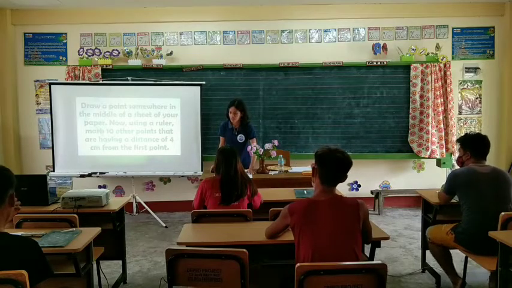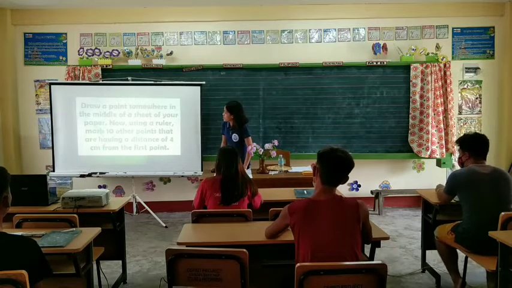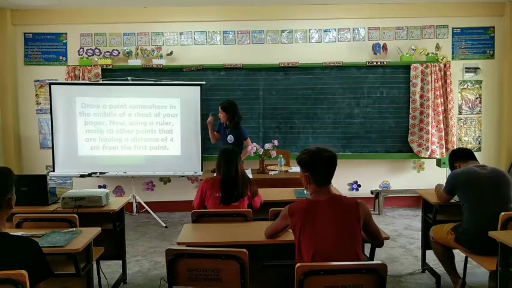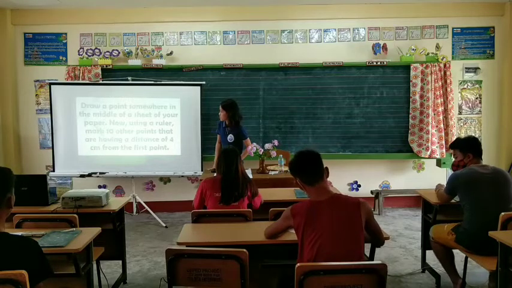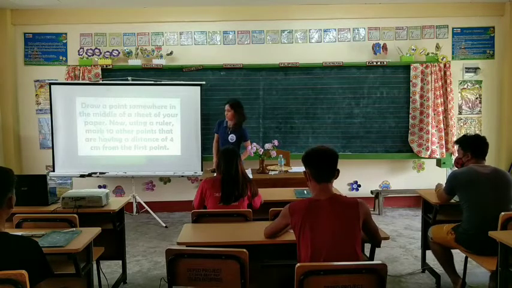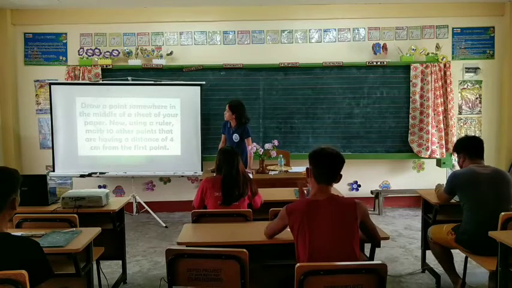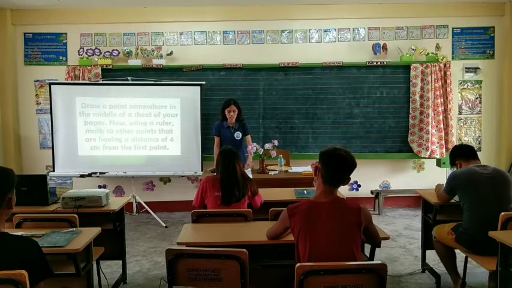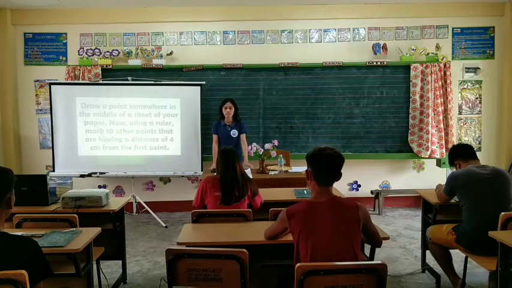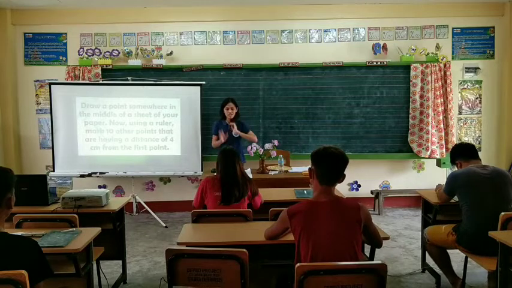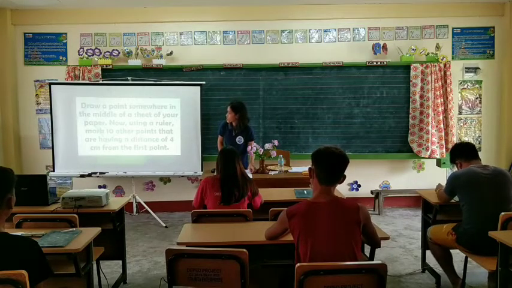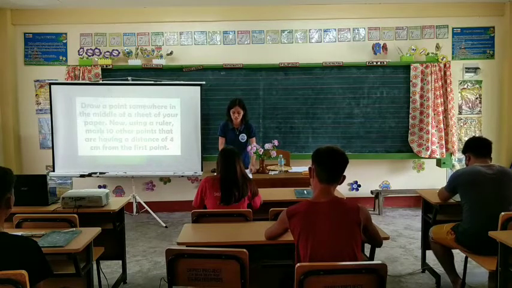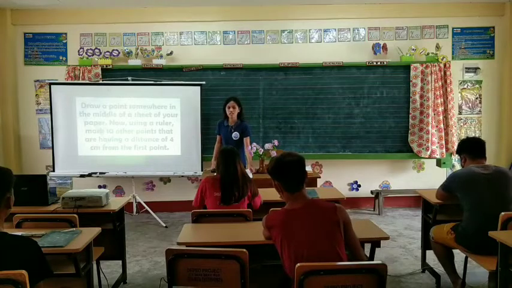So here it is. Draw a point somewhere in the middle of a sheet of your paper. Now using a ruler, mark 10 other points that are having a distance of 4 centimeters from the first point. That's all what you will do. Then the first student who will finish the activity will raise his or her hand and just sit, and he or she will receive the prize later on. Any question about the activity?